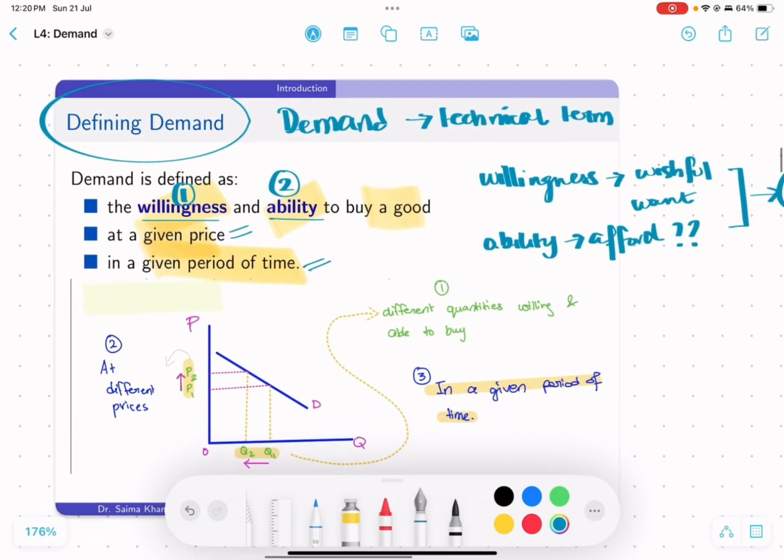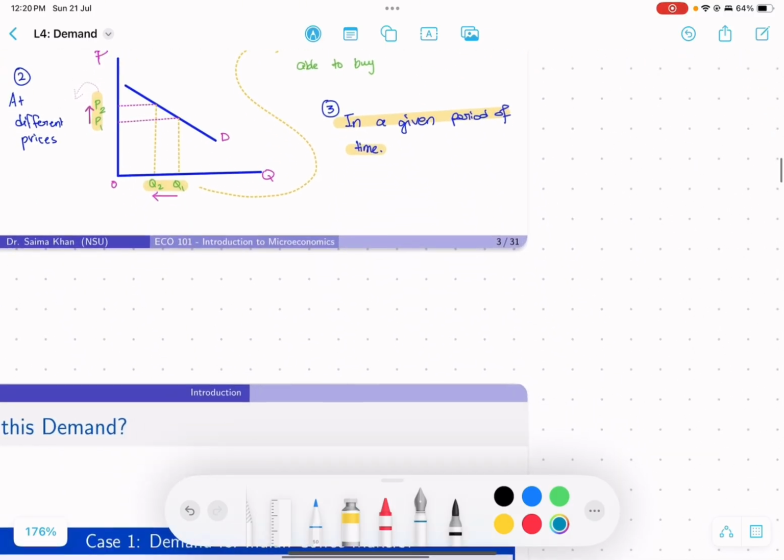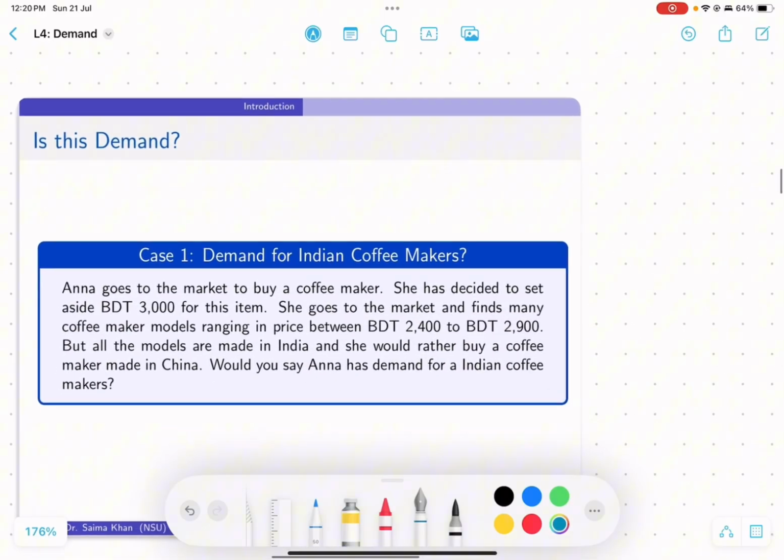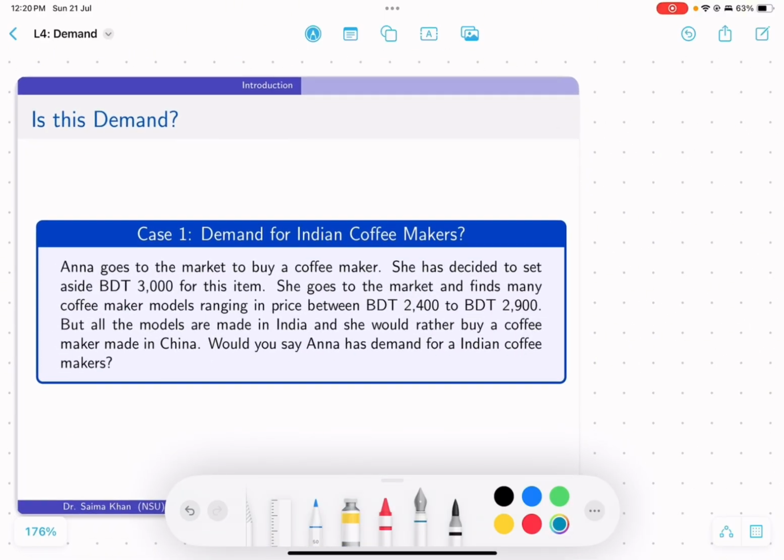All right, you're going to be talking about a particular price and a given point in time. So let's look at an example. Let's say we've got the case of Anna. Anna goes to the market and she wants to buy a coffee maker.